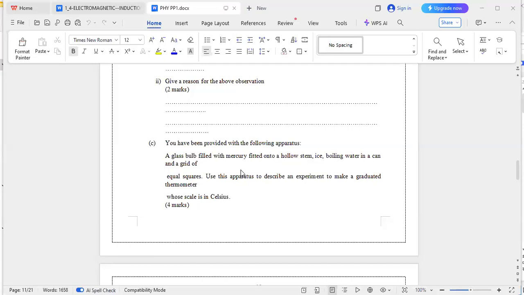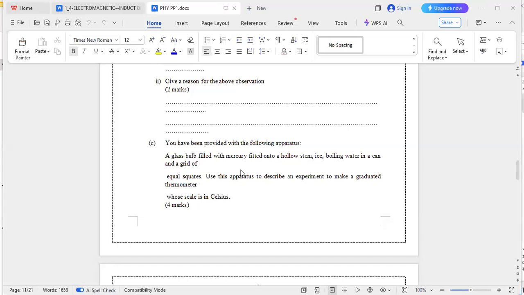Step 2, insert the bulb into the melting ice and mark the lower fixed point X, which is the level of mercury.